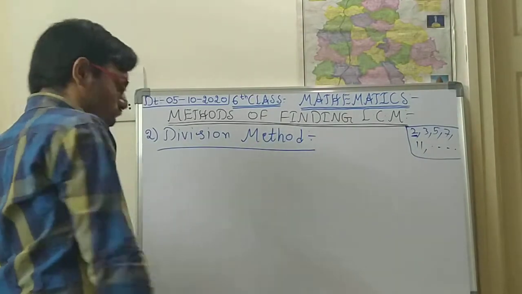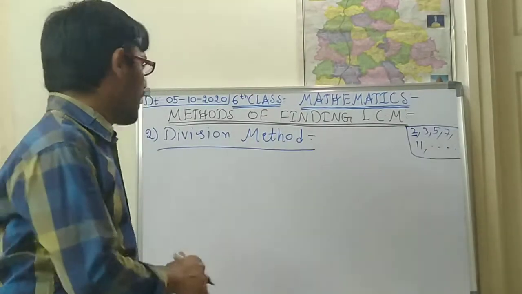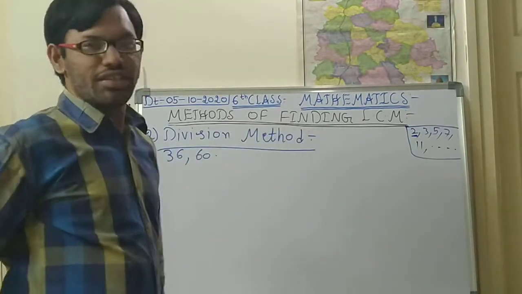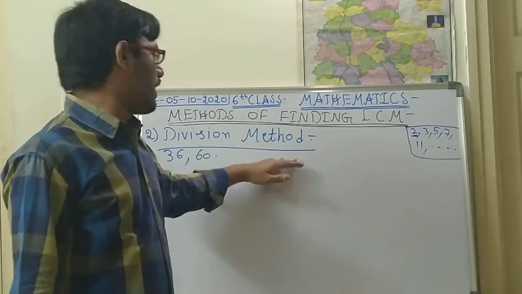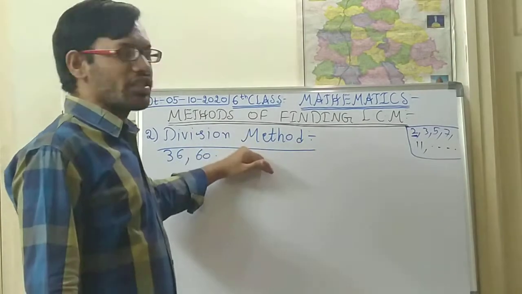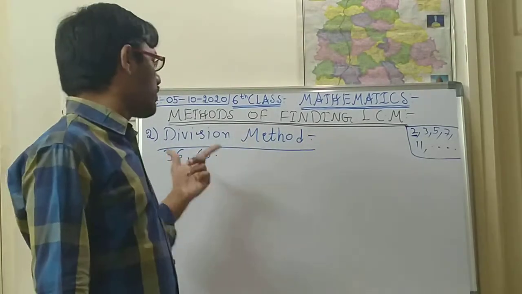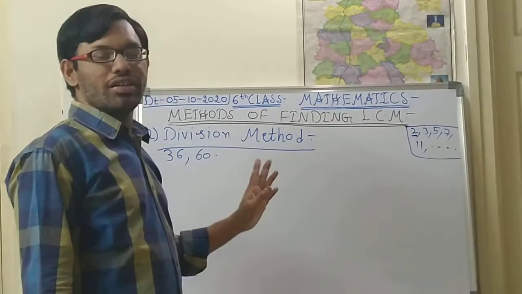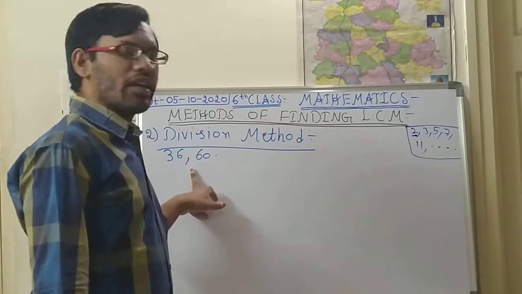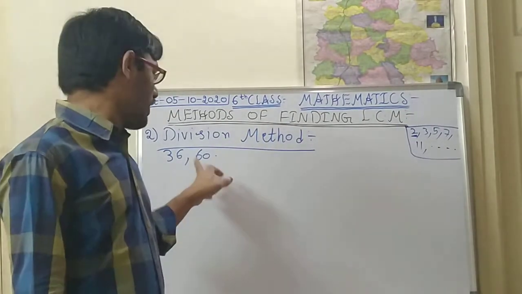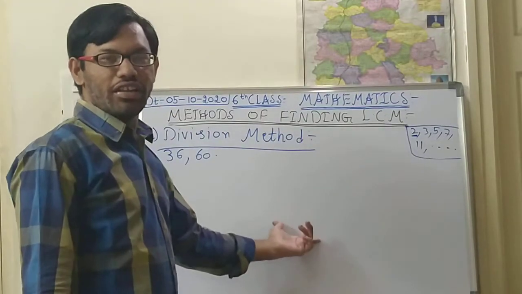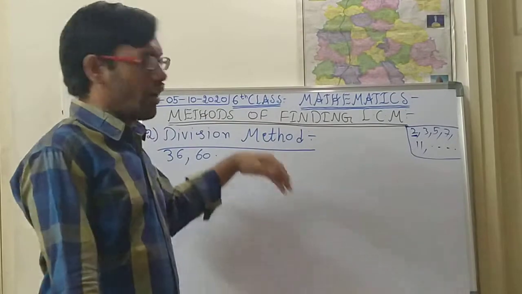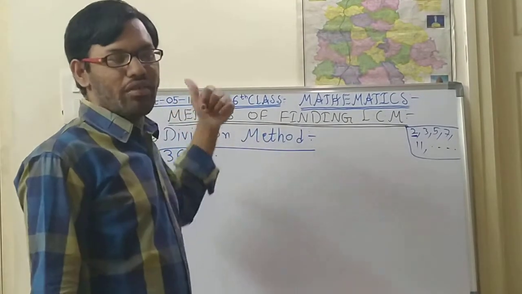In this division method, I am taking the same numbers, 36 and 60. We are finding the LCM by the division method. For the same numbers, if I get 180 here also, both methods are correct. If I get any other number instead of 180, somewhere I have made a mistake, either in the division method or in the prime factorization method.